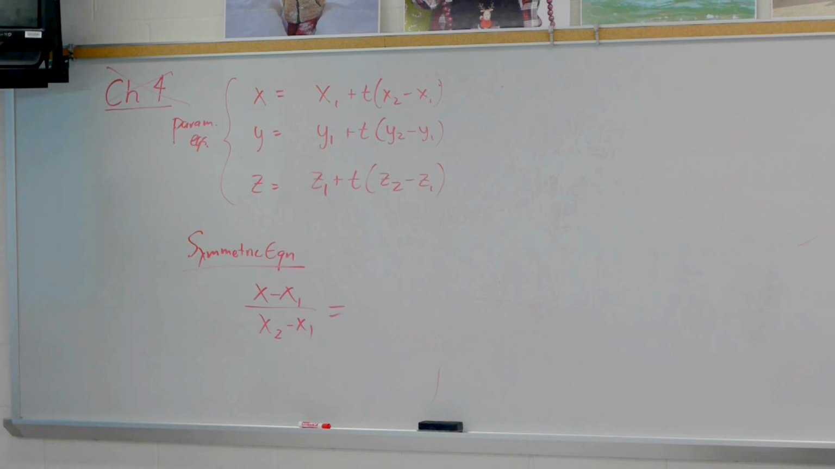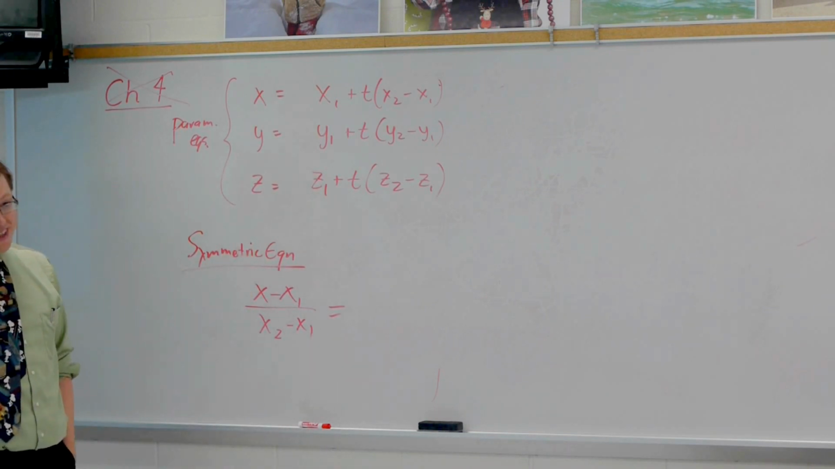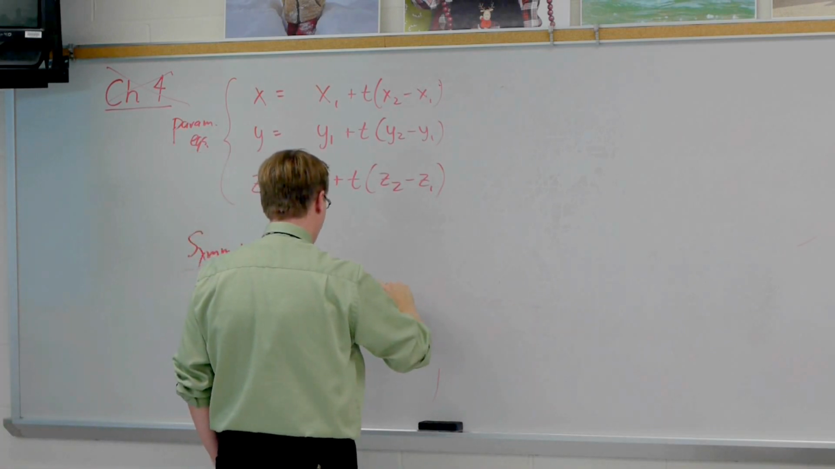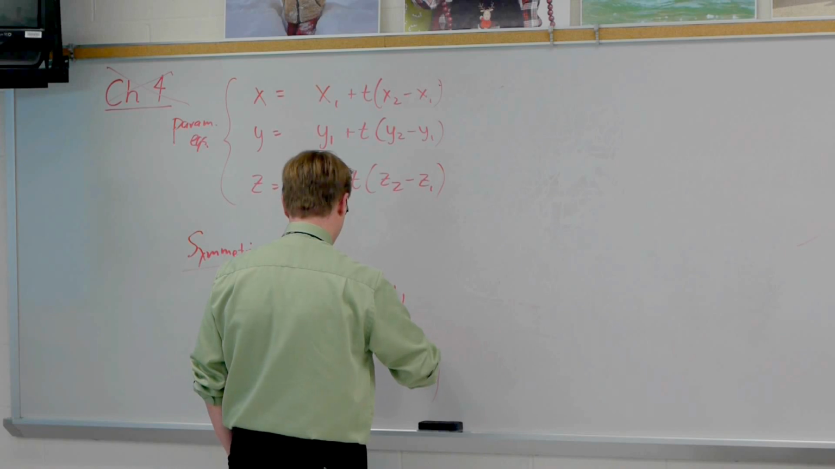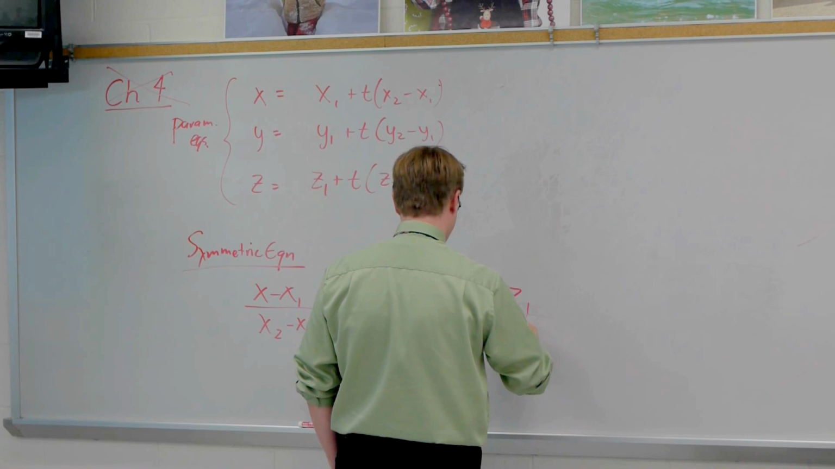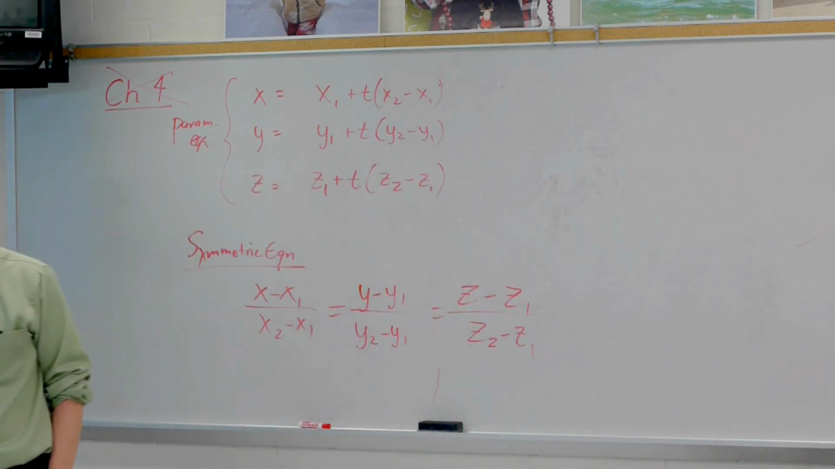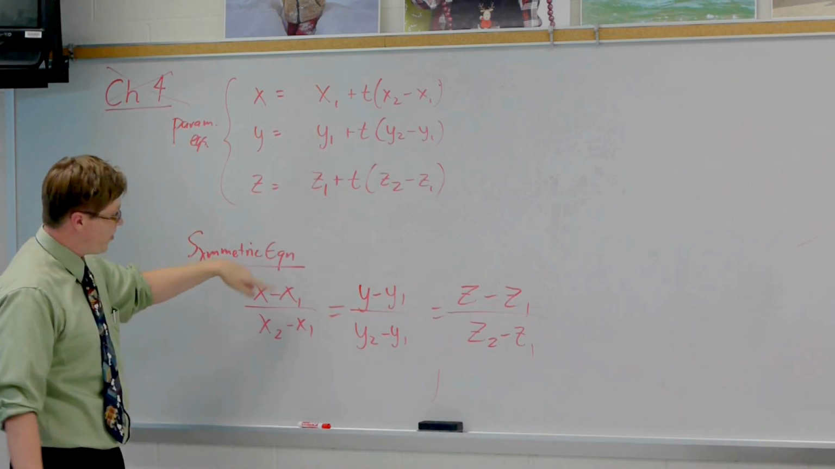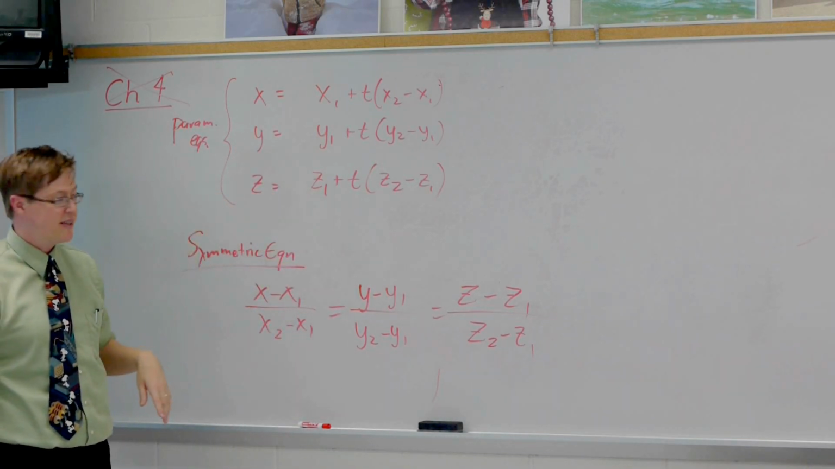So here's the symmetric equations. x minus x1 over x2 minus x1 equals y minus y1 over y2 minus y1, which equals z minus z1 over z2 minus z1. We can abstract this, and obviously that same thing would work over there, which instead of x, y, z would just be x superscript 1, x superscript 2, and all of that.